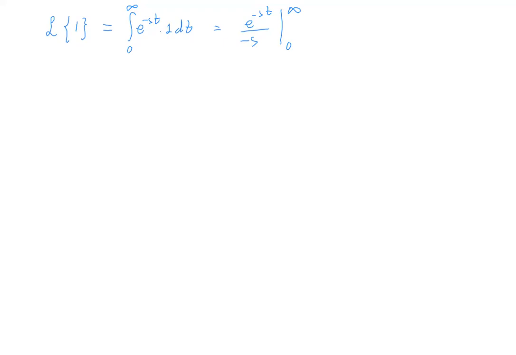Because here we're supposing that s is positive, or if we take into consideration what I told you before, that we're talking about complex numbers, the real part is positive. So this is really 0 minus e to the negative s, e to the negative 0 over negative s, which is 1 over s. So here's our first computation for today. The Laplace transform of the function 1 is 1 over s.